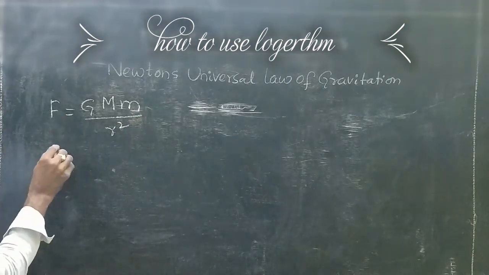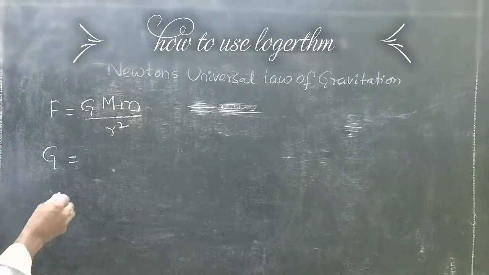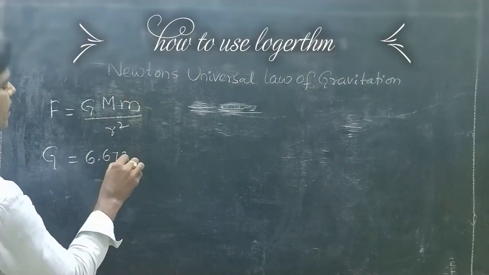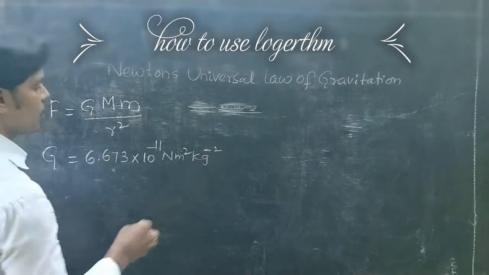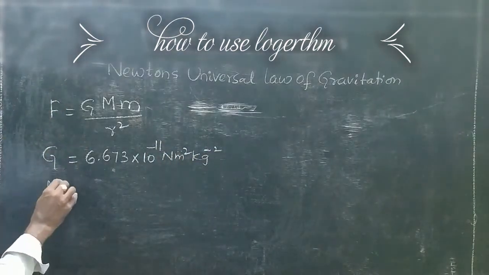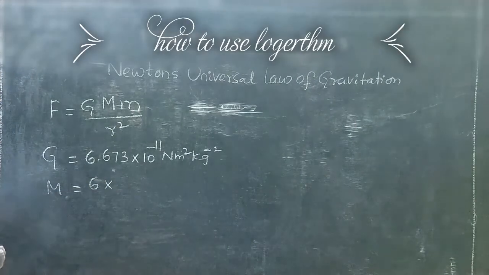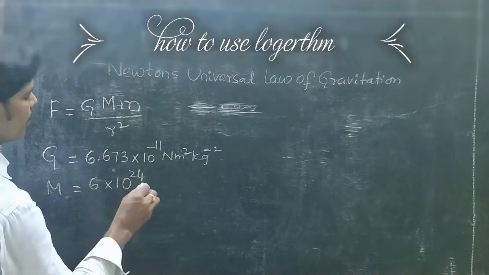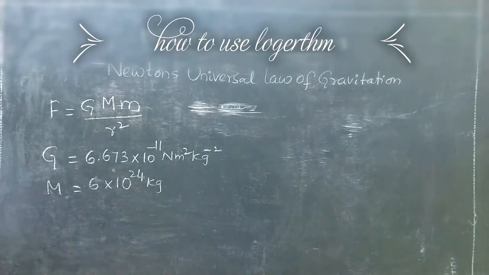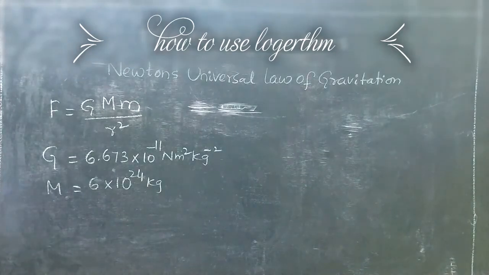Here G is the universal gravitational constant. The value of G is 6.673 into 10 power minus 11 Newton meter square kg power minus 2. And M is the mass of Earth. Suppose M value is 6 into 10 power 24 kgs. This is the mass of Earth, 6 into 10 power 24 kgs.